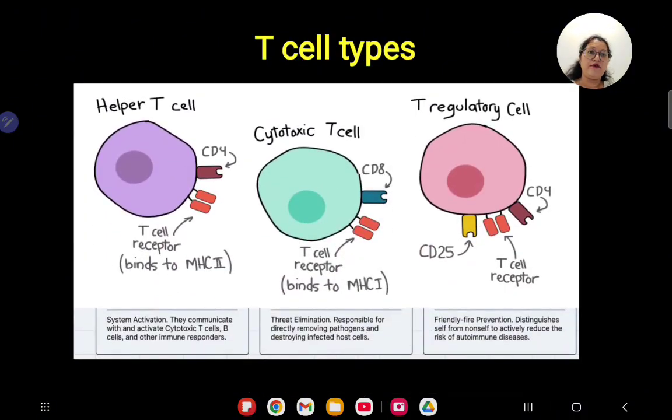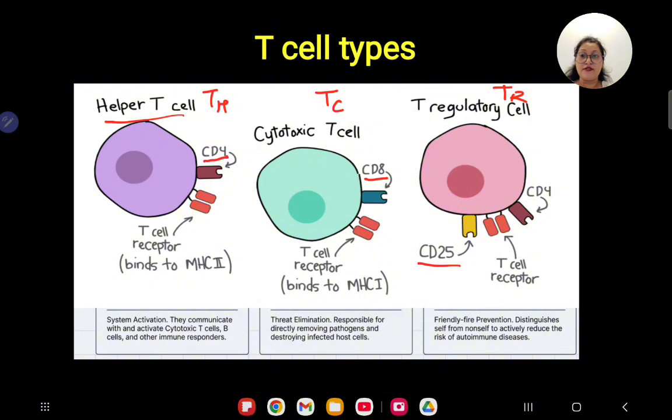In our body, we have three main types of T cells. The first type is known as the helper T cells, which we also write as TH cells. The cytotoxic T cells, we write them as TC cells. And the T regulatory cells, we also write as small TR cells. Now, what is the difference between all of them? The major difference is in these receptors, CD4, CD8, CD25. These are certain receptors which dictate their function.